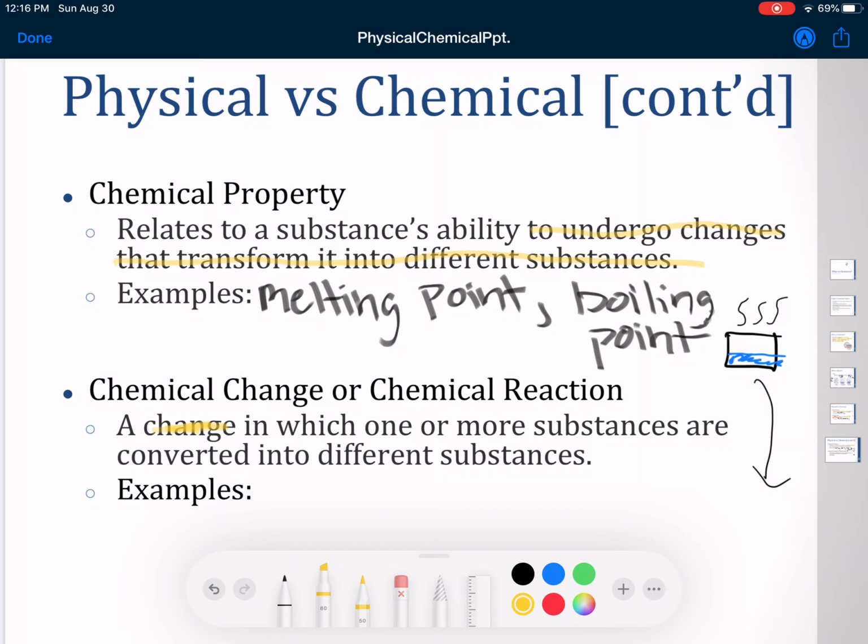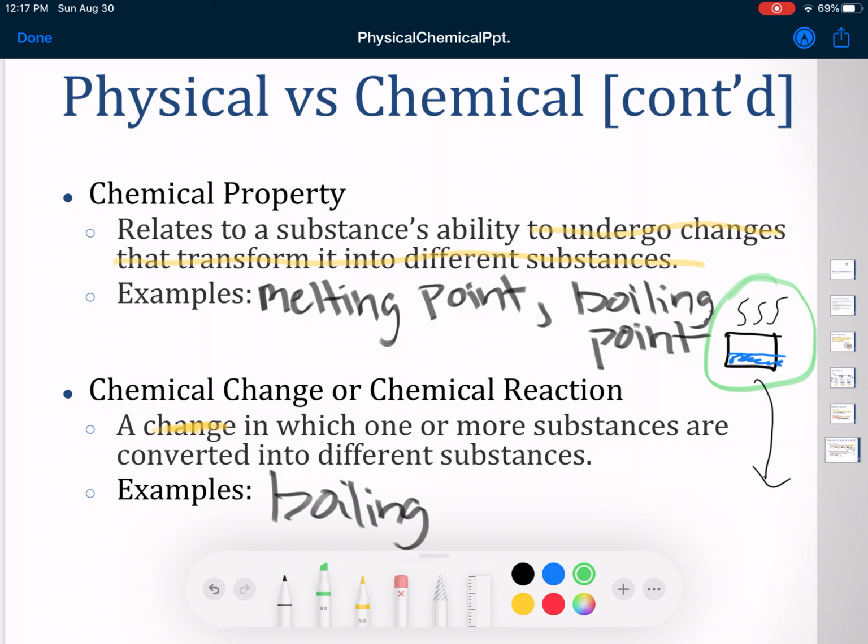So like we just said, we have that boiling, when water is actually boiling. When this process up here is happening, that is a chemical change. So the chemical property is the boiling point, the point at which the water boils. A chemical change is the process of going from a liquid to a gas. We're changing from one state of matter to the other state of matter. Same thing with melting point.